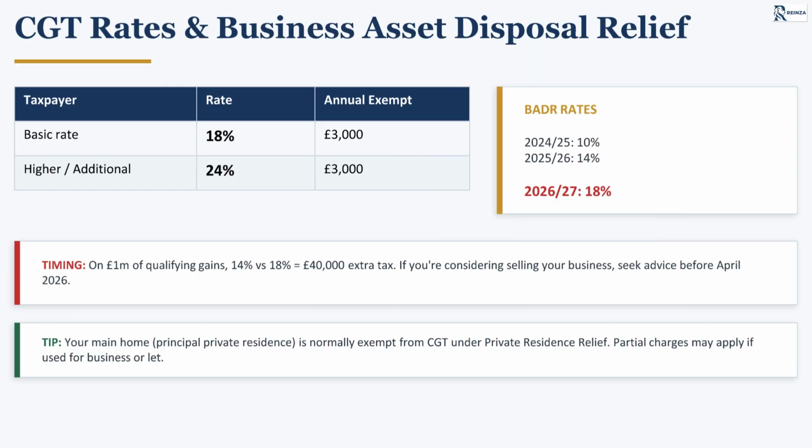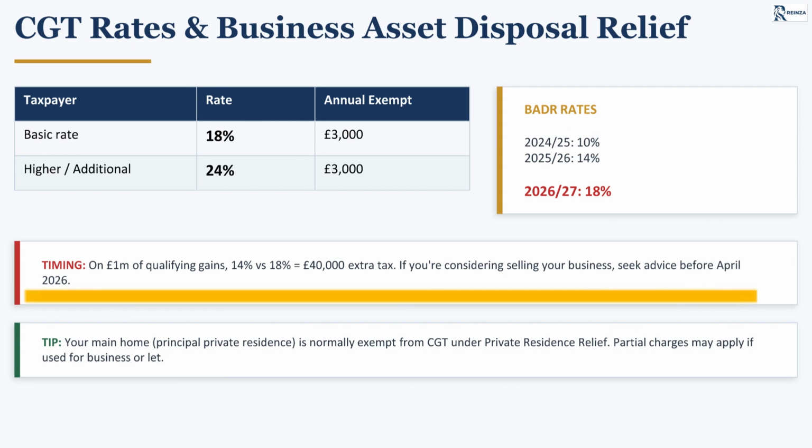The timing matters enormously here. On £1 million of qualifying gains, the difference between 14% and 18% is £40,000 in extra tax. If you are considering selling your business or qualifying shares, you should seek professional advice before April 2026 to understand whether accelerating the disposal could save you a significant amount.